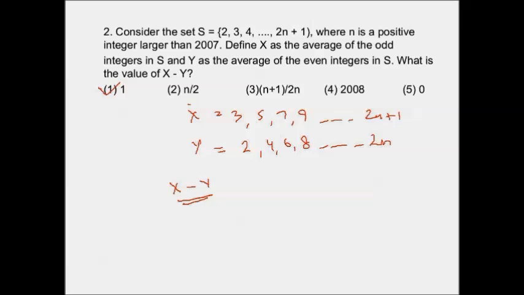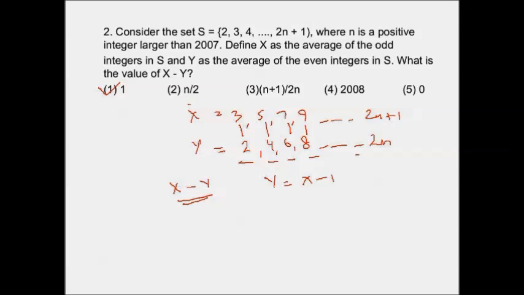However, I would say this is a question of averages rather than number system, that each and every number in y series is 1 less than each and every number in x series. And when you decrease every number by 1, the average would also decrease by 1. That means y has to be 1 less than x, and therefore x minus y must be 1.